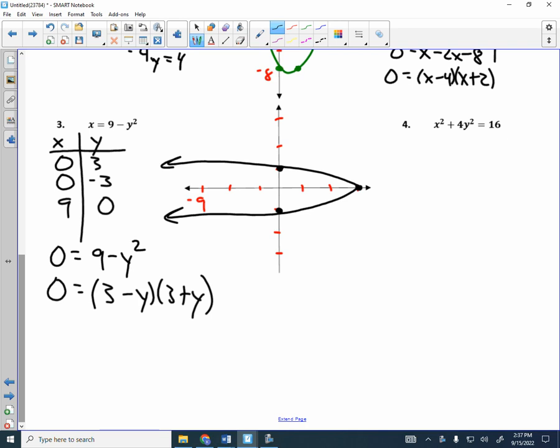We've already plugged in 0 for Y. Sure, 1 would work, 2 would work, negative 1, negative 2. That would give us a range between here. So let's plug in 1 for Y. And if we plug in 1 for Y, what do we get? 8. Does it look like 1, 8 could be a point on that graph?